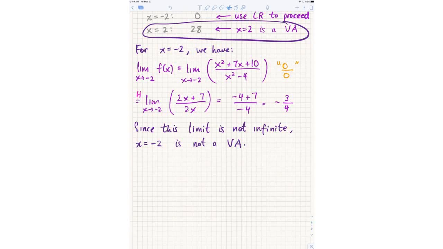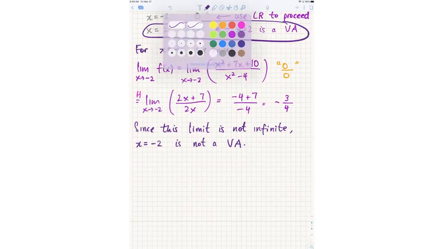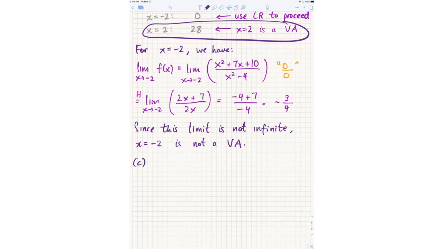Okay, so now let's do parts C and D since they're a little bit different from parts A and B. So part C. I'm just going to rewrite what that function was. Keep in mind that f of x was ln of x. And I want to ask again the same question: where are the vertical asymptotes?